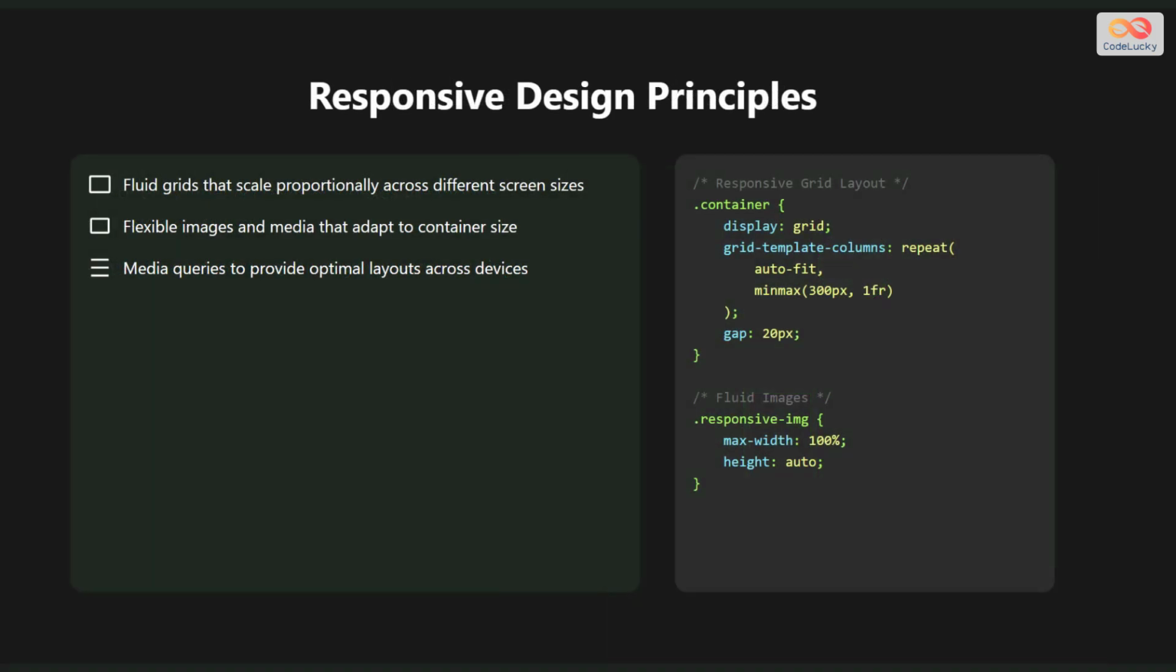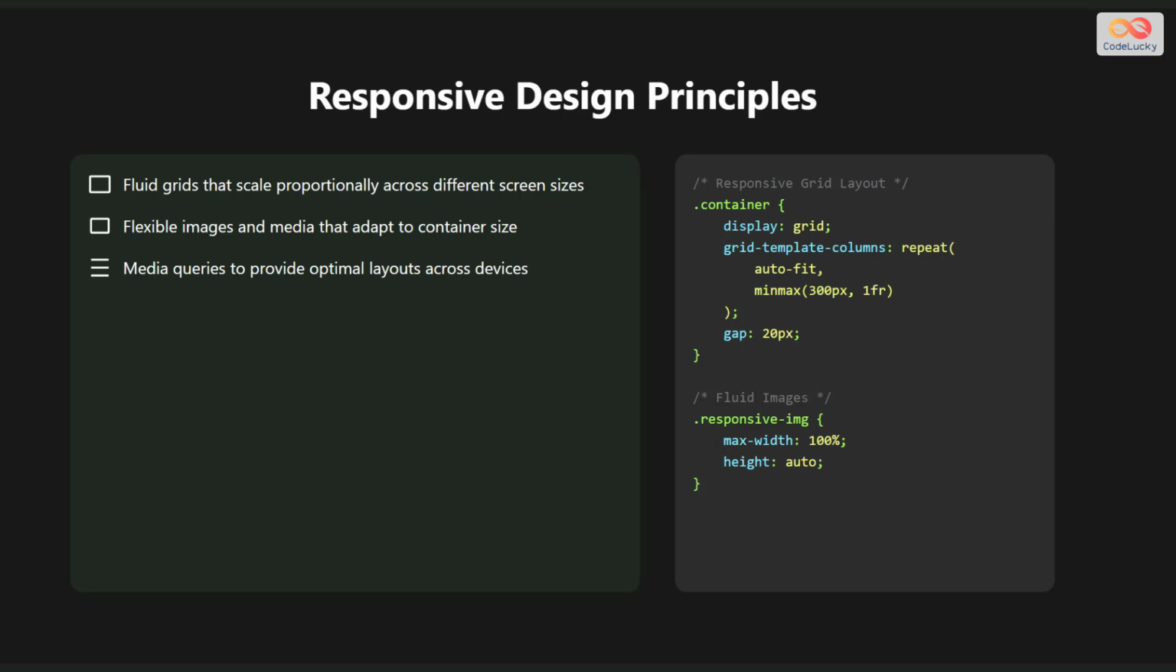Let's explore the principles of responsive design. The first key principle is to use fluid grids. This means your website layout should scale and adjust proportionally to fit different screen sizes, whether it is a small mobile phone or a large desktop monitor. Second important principle is using flexible images and media. This will ensure that all your images and videos adapt to the size of their container. For example, an image will shrink on a phone so it doesn't go off the screen.